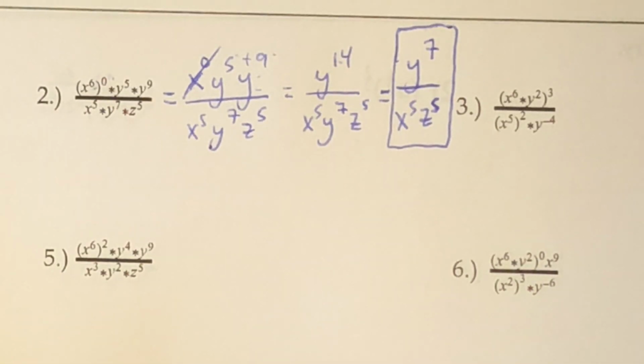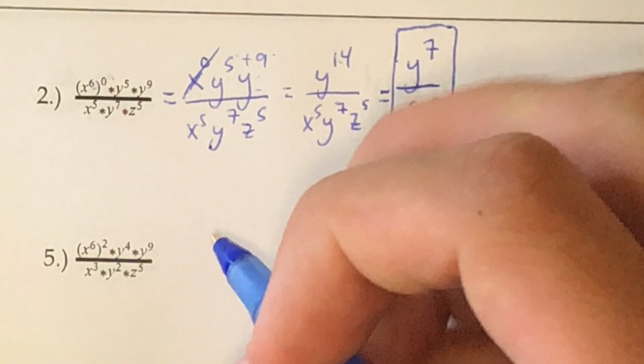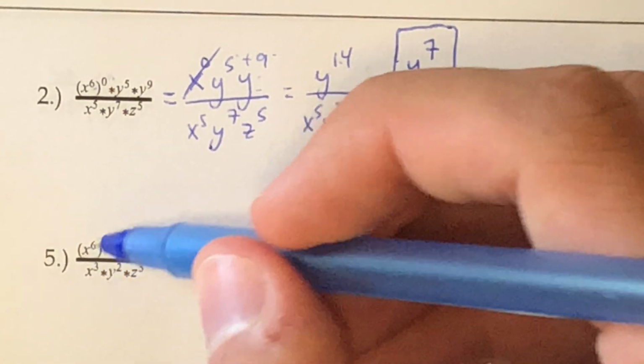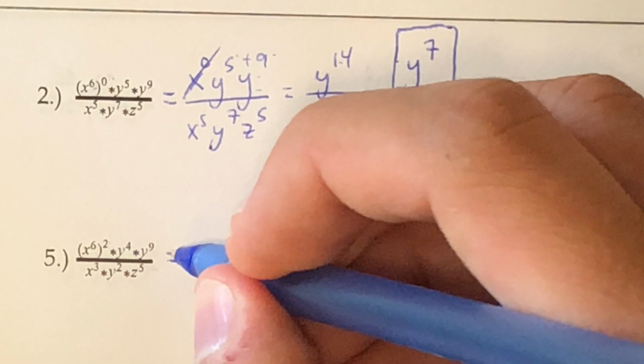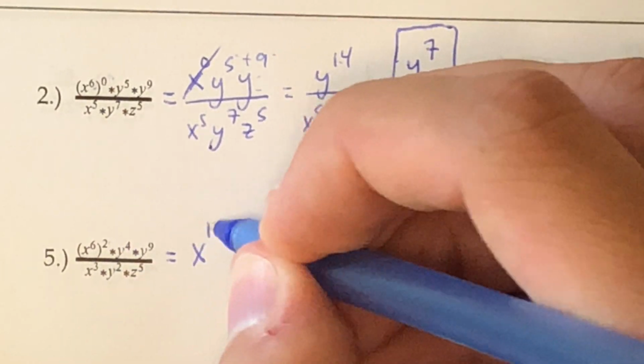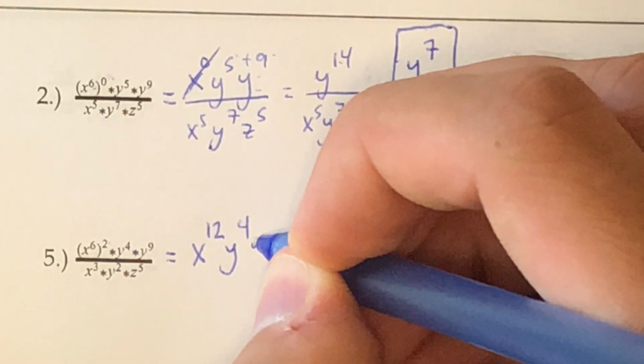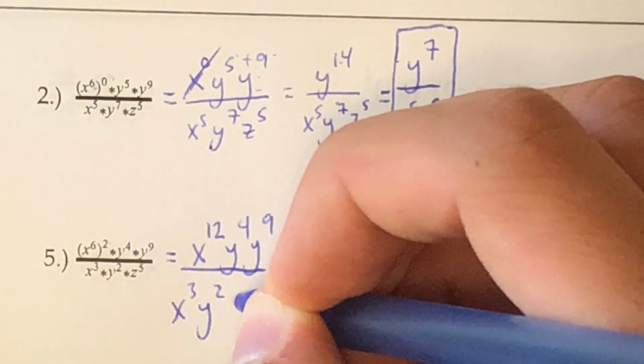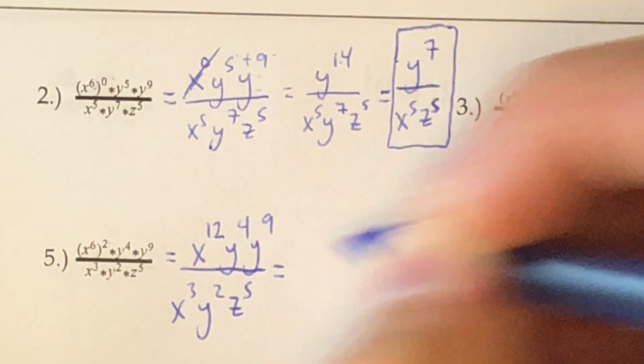Let's move down here to number 5. So for number 5, we've got another power of a power rule here. x to the 6th squared. 6 times 2 is 12. And if you can do some of these rules in the same steps, that's totally fine. It's all up to you.